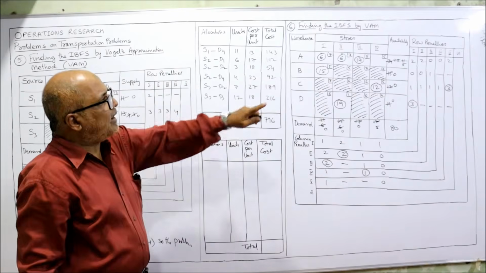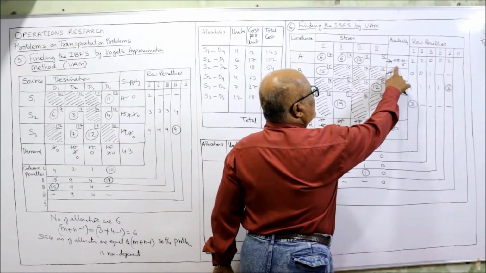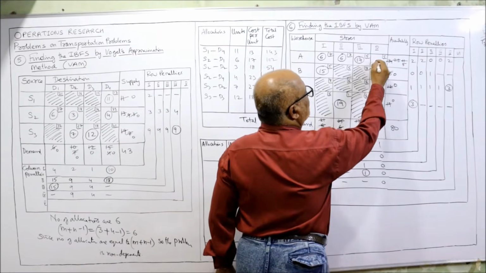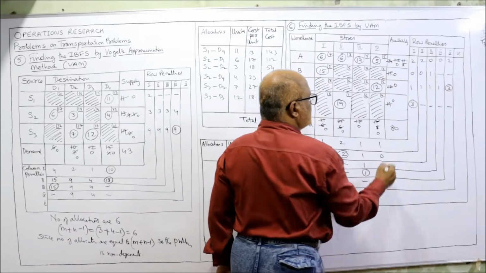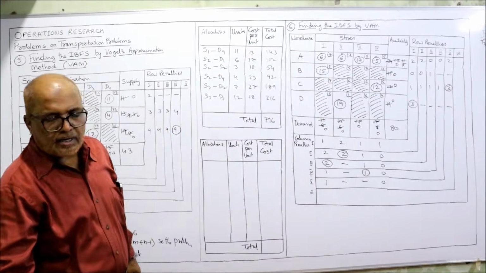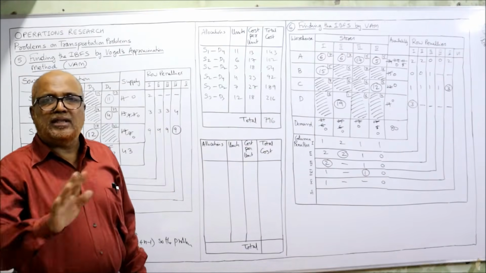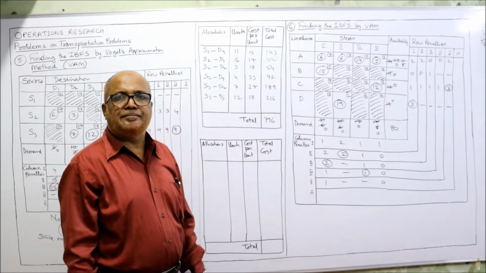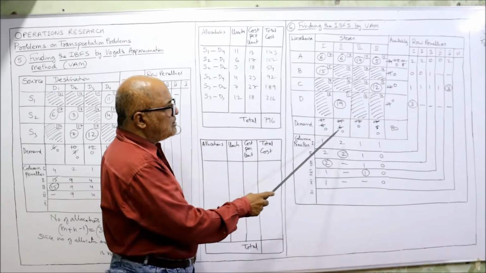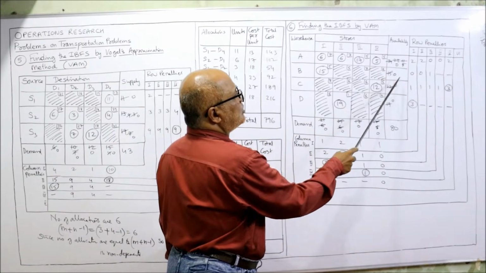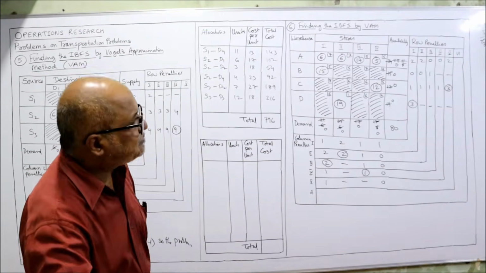Now only one unoccupied cell is there in the whole table. So what is the row total here? 5. Column total 5. So if I allocate 5 here, 5 minus 5, 0. 5 minus 5, 0. That's all. Now you can see all the cells are either occupied or blocked. There is no unoccupied empty cell, right? Allocations completed. And all the demand and supply has become 0. So correctly we have made the allocations.